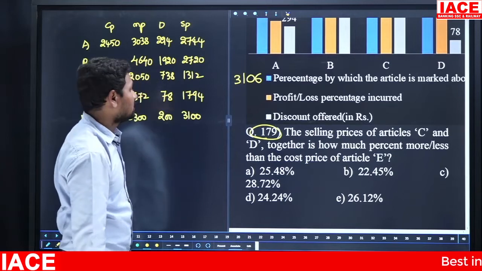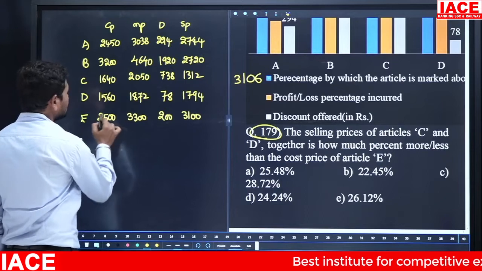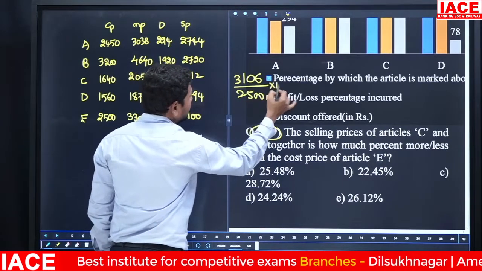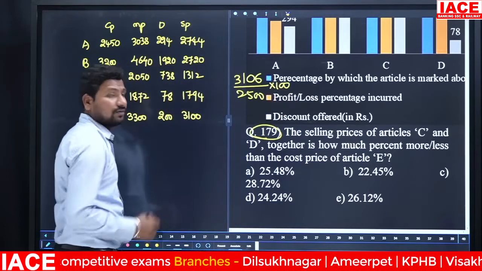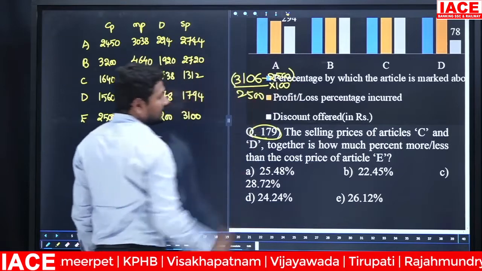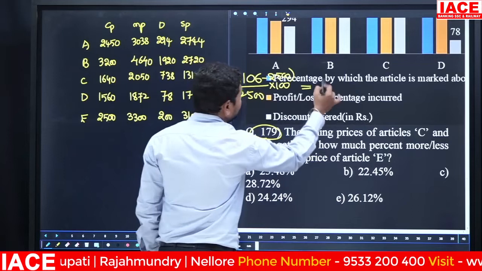Is how much percentage more or less than the cost price of article E? Cost price of article E is how much? 2500. I need percentage, multiply with 100. Of course we can do this, but from this we can remove 2500 also, because they are not asking for direct percentage, they are asking how much percentage more or less. Then 3106, it's becoming how much?